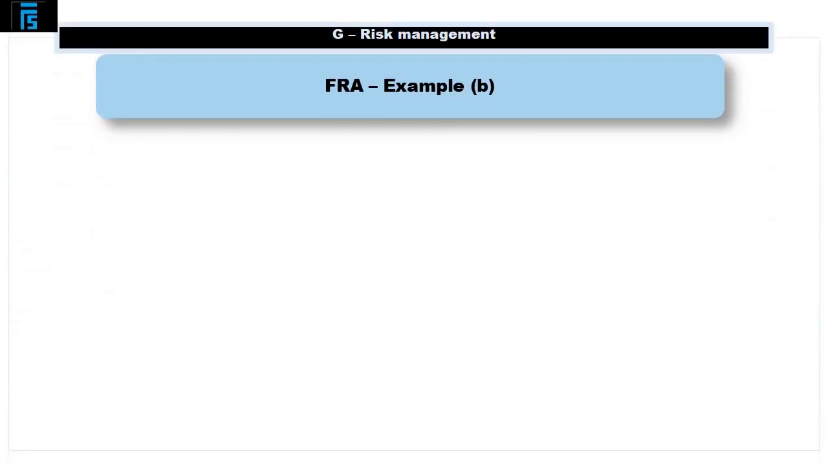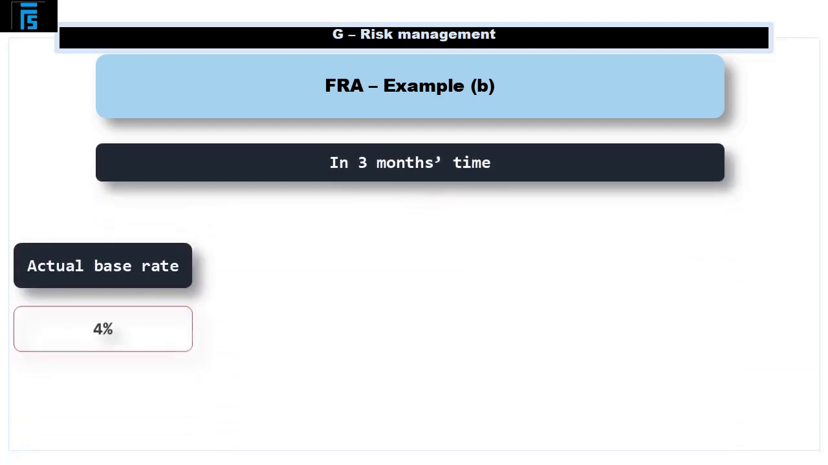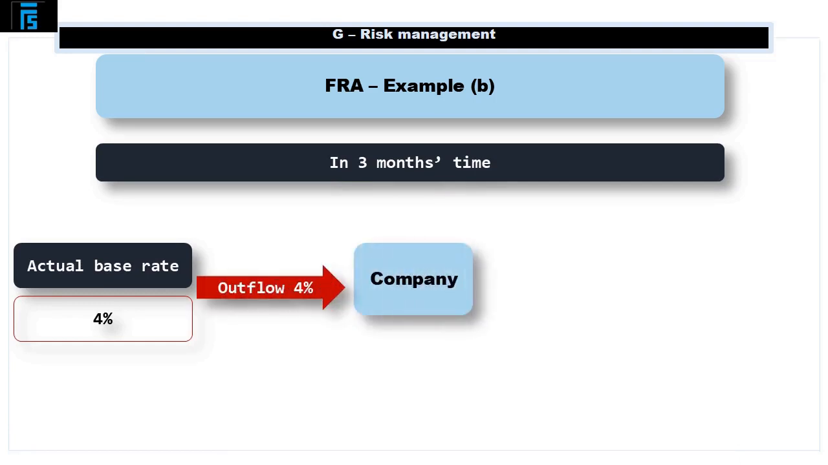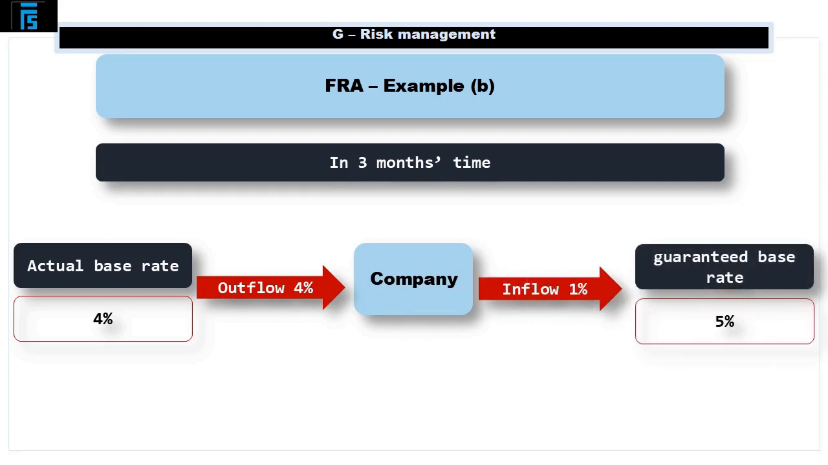The quid pro quo for this, though, is that if, for example, the base rate drops to 4% by the time we sign the loan agreement at the end of March, we'll pay a base rate of 4% on the loan itself, but we'll have to pay an extra 1% under the FRA. Again, this equates to a total payment of 4 plus 1 is 5%. In other words, in coordination with the actual loan we take out, the FRA is guaranteeing us an overall base rate of 5%.